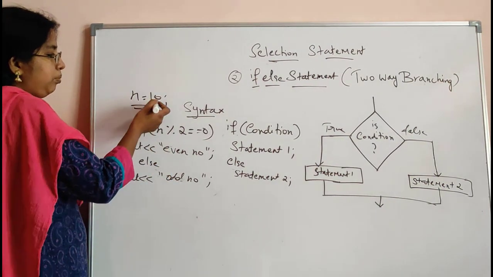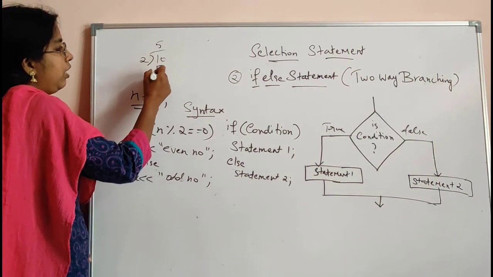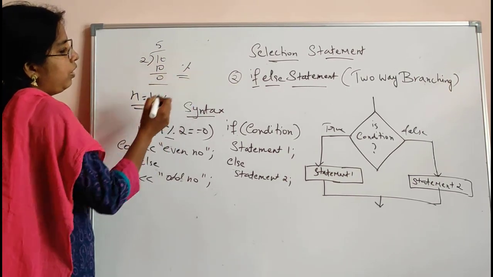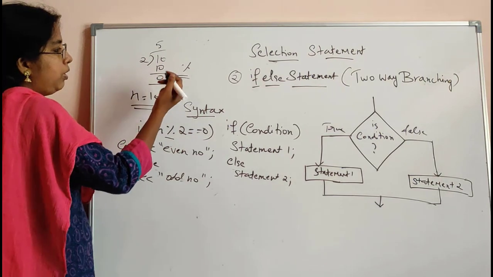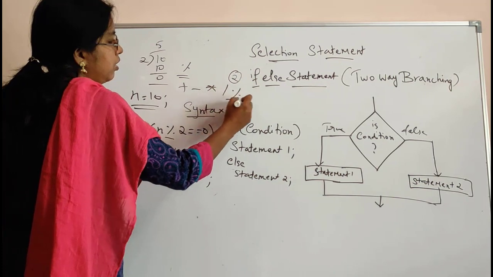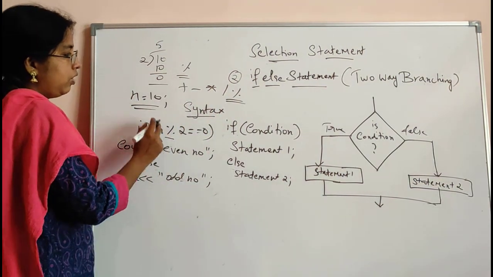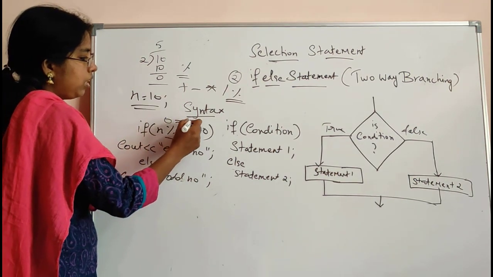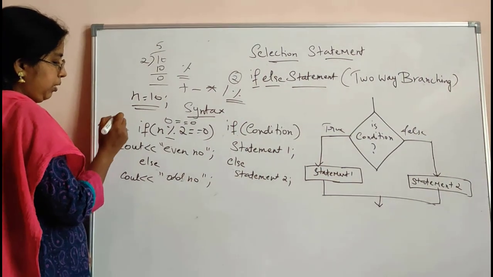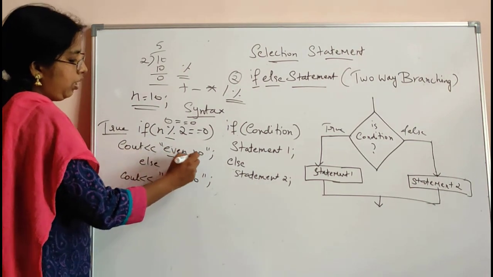Okay, so for example, now n is 10. 10 divided by 2, 5, 10, 0. So 0 is the remainder. So the modulus operator is used to find the remainder. In arithmetic operators we have learned plus, minus, into, slash, modulus. Modulus means it will give you the remainder. So the remainder here is 0. 0 is equal to 0, yes. So the condition is true. The condition becomes true here because 0 is equal to 0. So then it will print even number.